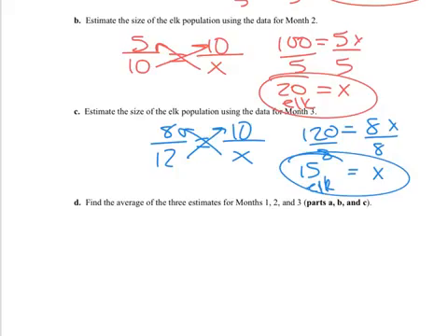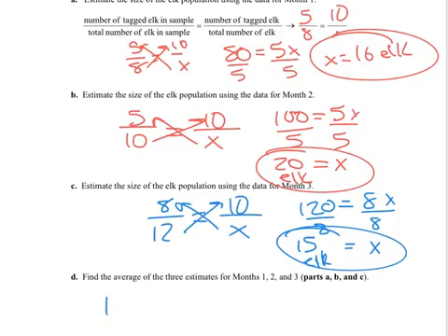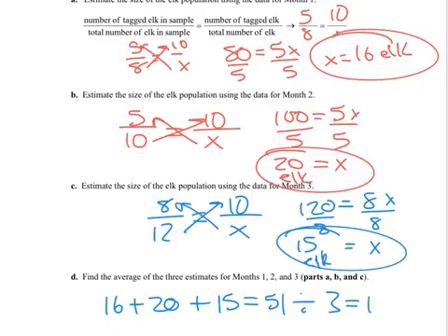Okay, finally on part D. It says find the average of the 3 estimates for month number 1, 2, and 3. So the estimated elk population for month number 1 was 16. Plus the population from part B, that was 20. Plus the population from part C, that was 15. And so we've got 16 plus 20 plus 15, that's 51. And to find the average, I'm going to divide that by the 3 months, and 51 divided by 3 is 17. So we can estimate that the population for this elk herd is going to be 17 elk. All right, that's it.